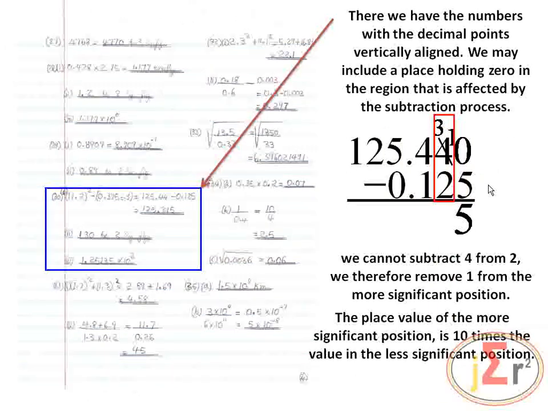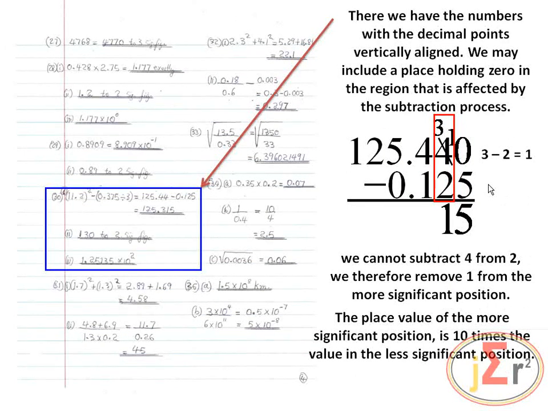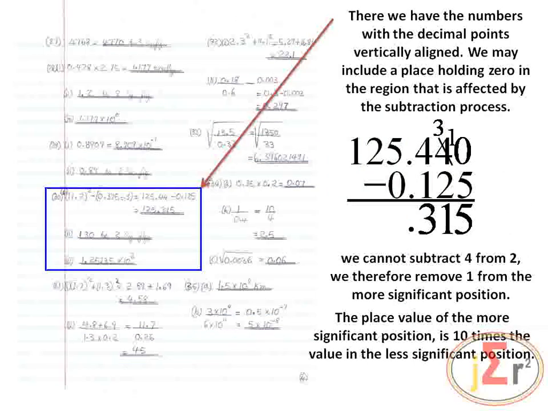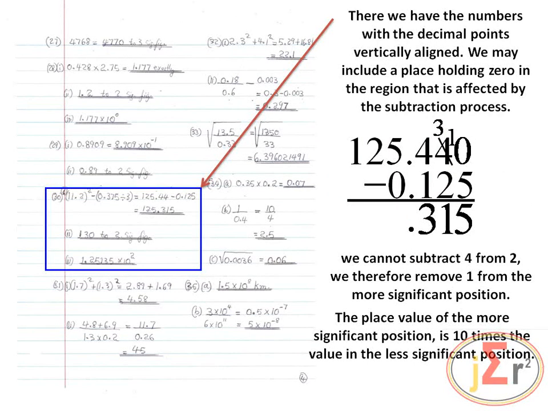Then we say 3 minus 2 is equal to 1. 4 minus 1 is equal to 3. Do not forget the decimal point, vertically aligned with the ones before, and those before should be vertically aligned in an addition and subtraction problem. 5 minus 0 is equal to 5, and there's nothing to subtract from the 12 that remains, and we return that 12 as it is.